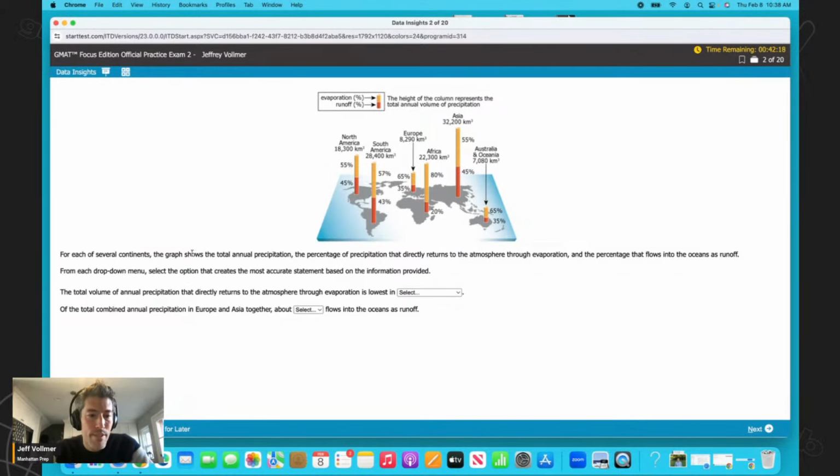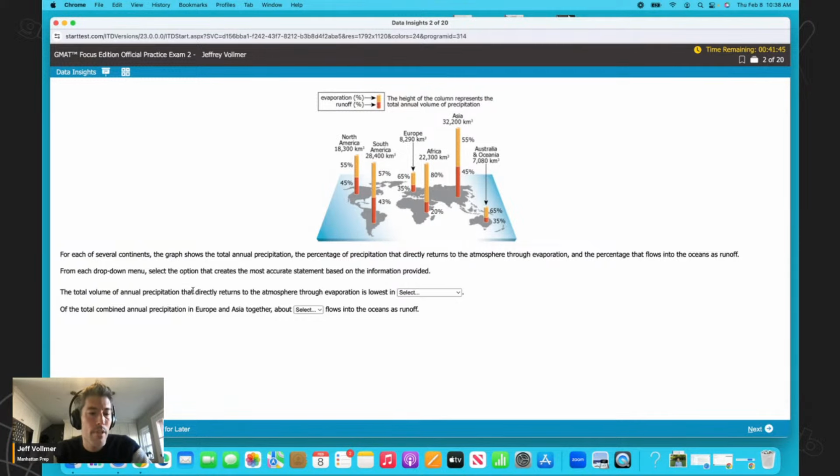Got a graph problem. For each of the several continents, total precipitation is shown. Very cool. The height of the column represents total precipitation. So what I'm seeing is Asia gets a lot more precipitation than Australia, right? High bar, low bar. The percentage of precipitation that returns through the atmosphere through evaporation and the percent that runs off is also shown. As an example, this bar that Africa shows here is less total precipitation than Asia, but more than Australia and Oceania. 80% of it evaporates, 20% runs off.